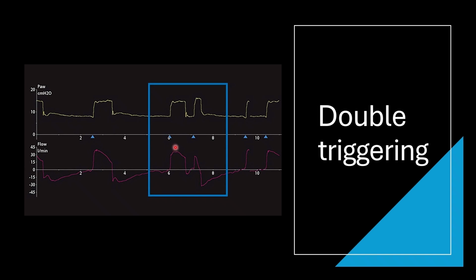So the first one is the normal one, and then the inspiration continues, and that is the reason there is another one. It often signals high patient respiratory demand. For example, in case of anxiety and pain, the patient will have a lot of demand. Even in case of metabolic acidosis, such as in DKA, the patient will have higher respiratory demand. In that case, there will be double triggering.